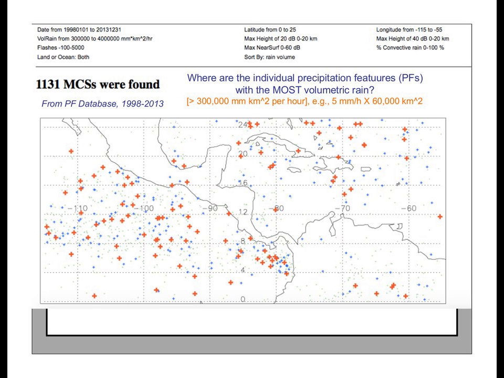With that exception, the tropical oceans, the trade wind regions, don't have this type of huge amount of precip features. The different colors, by the way, are the really greatest rain volumes are in red, the next biggest are in blue, the next biggest are in green.